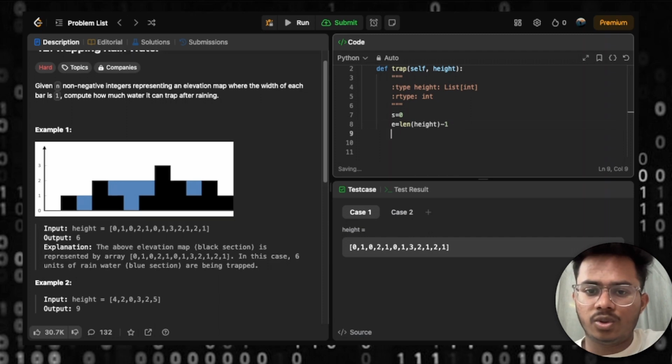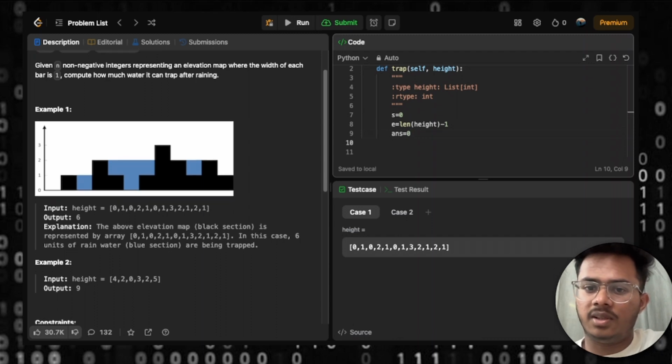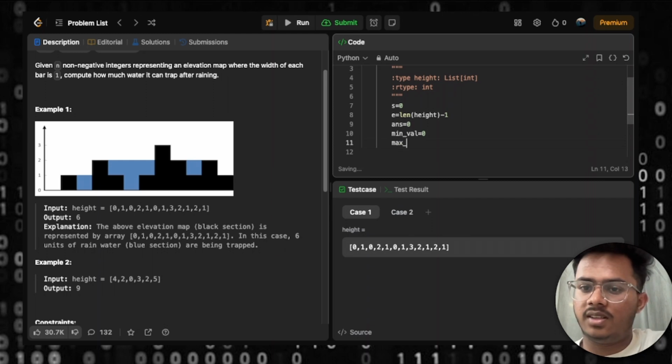Then we need to store the answer somewhere, so we'll take a variable called answer and initialize it with 0. After that, we'll take the minimum value and the maximum value it can have. For that, I'll initialize the minimum value with 0, and the maximum value is also defined as 0.